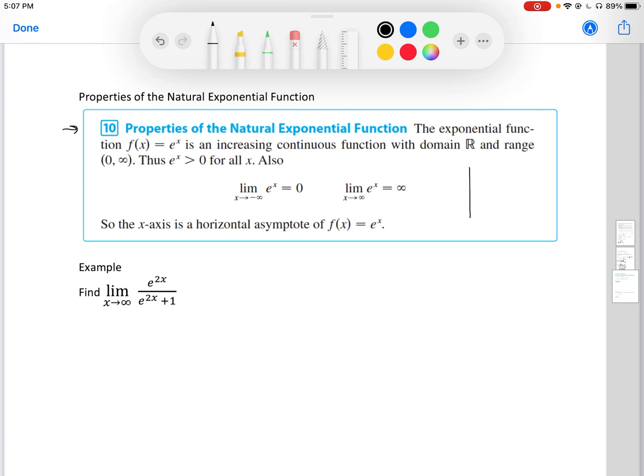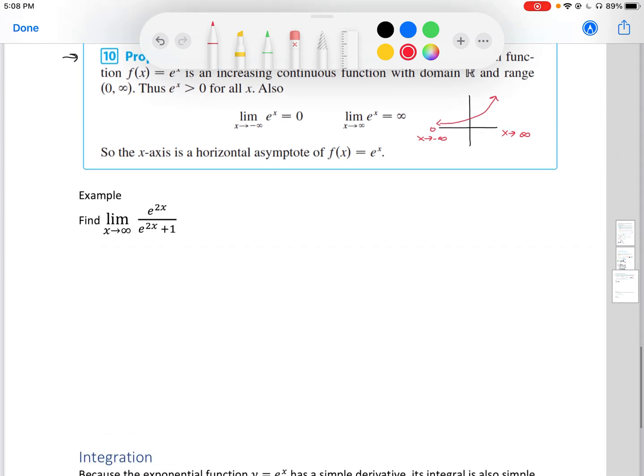So you have your graph for e. It's something like this, right? So as x is approaching negative infinity, you see it's approaching 0. And as x is approaching positive infinity, it just keeps shooting up, going higher up. And as usual, your x-axis is your horizontal asymptote. And if you add any constant k, it just moves your horizontal asymptote up or down, whatever k units it may be.